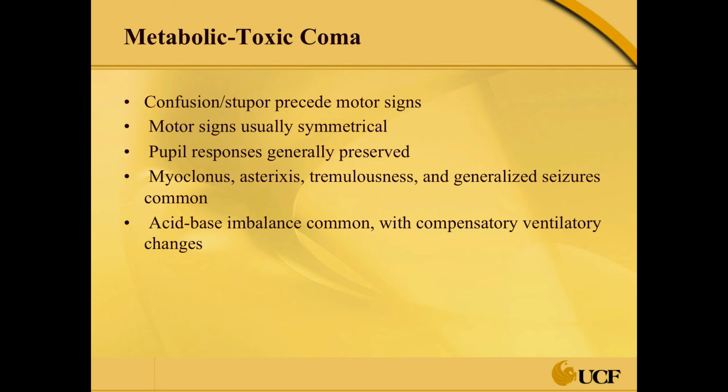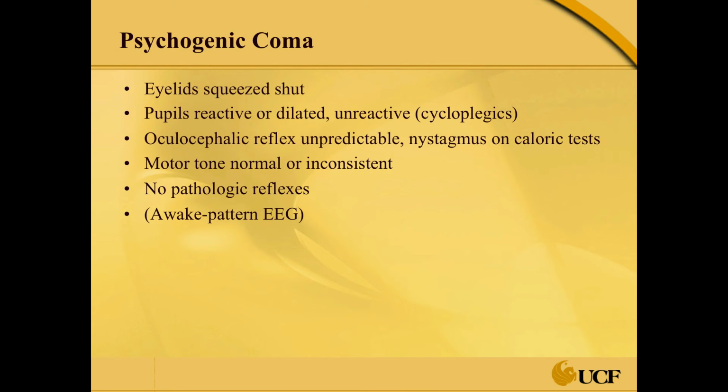With our metabolic toxic coma, confusion and stupor oftentimes precede the motor signs that the patient has, which are usually symmetric. Pupillary responses are generally preserved in these cases. The patient can get myoclonus, asterixis, tremulousness, and generalized seizure. And acid-base imbalances are going to be common with these folks. Patient overdoses, for example, on aspirin. We know that that's salicylic acid, so the initial presentation with those people is usually acidosis, but they'll eventually go on to develop alkalosis as a result of aspirin toxicity.